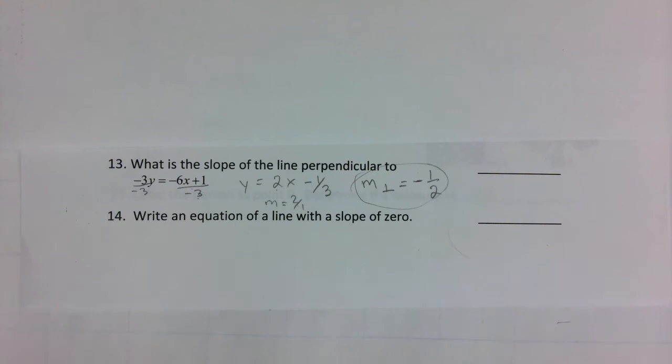Let's continue. Write an equation of a line with a slope of 0. What would that be? This should be pretty easy to do. I'll give you just a couple seconds to type it in. An equation that has a zero slope, what would that be? It could be anything, but it looks a certain way. All right, 5, 4, 3, 2, 1, and go. What would it be? The equation of a line with a slope of 0.